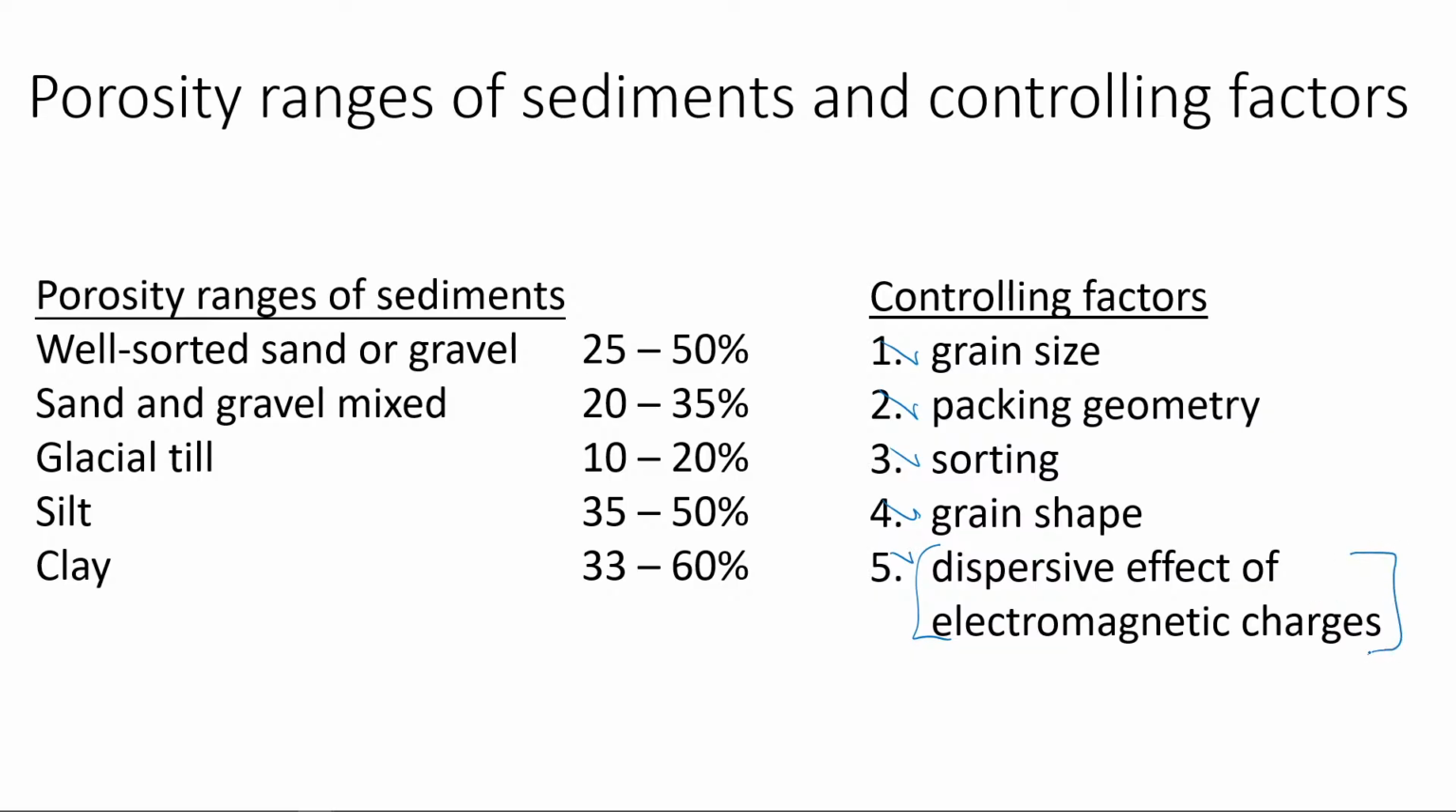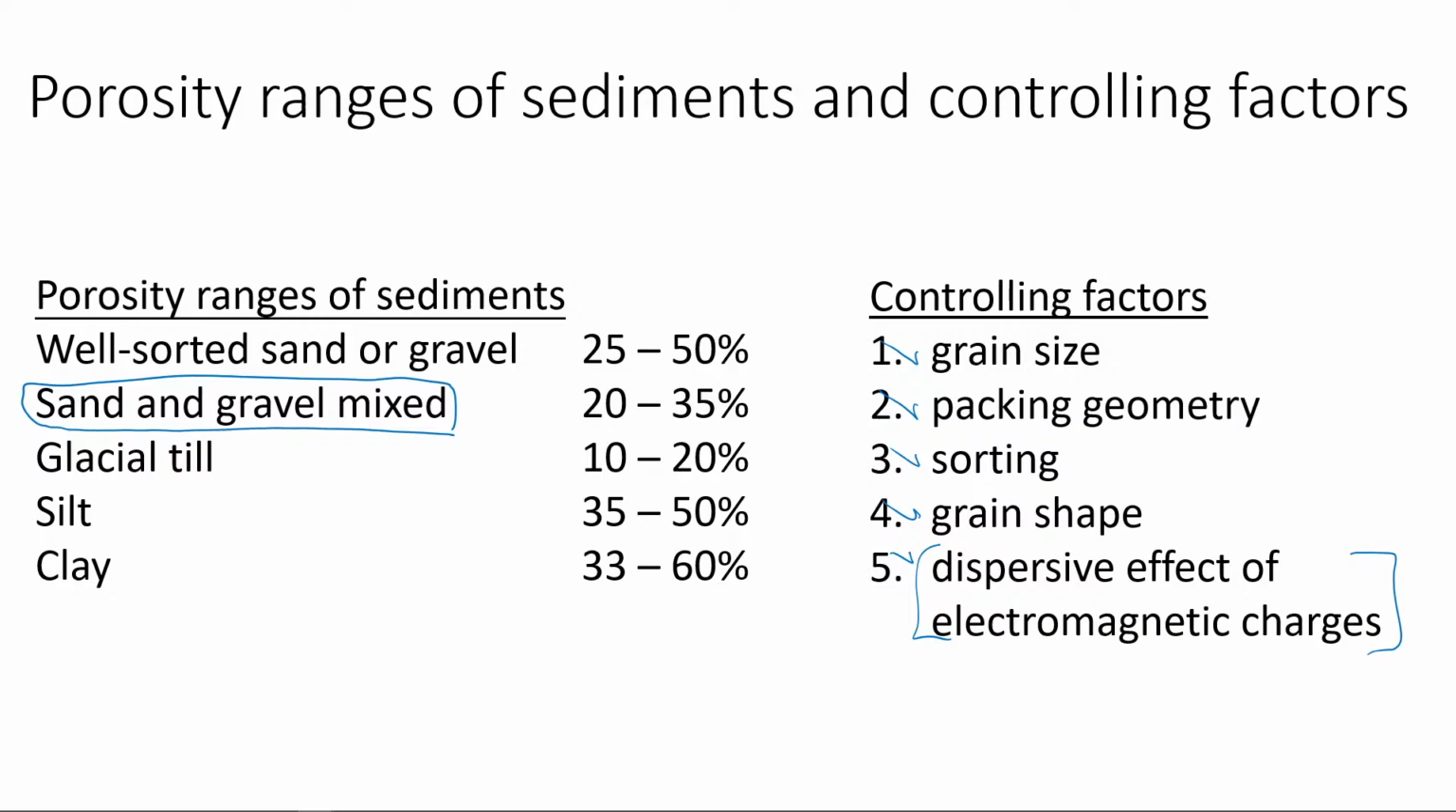So for example, well sorted sand and gravel has higher porosity and also higher effective porosity than sand and gravel mixed. Yeah, why is that? So we will see why the well sorted will have a higher porosity and effective porosity also than this one. Glacier till, for example, has much lower porosity. So silt has a higher porosity than these two. Clay will even have higher porosity than anything, yeah.